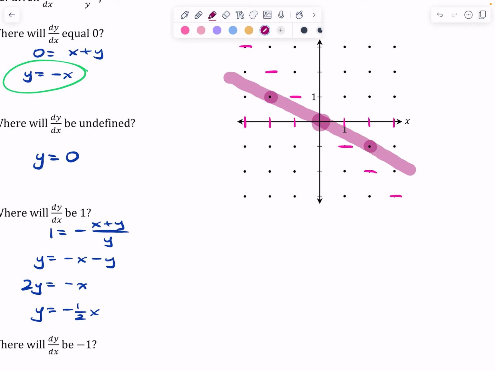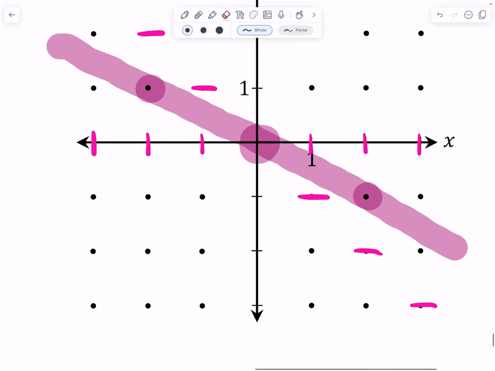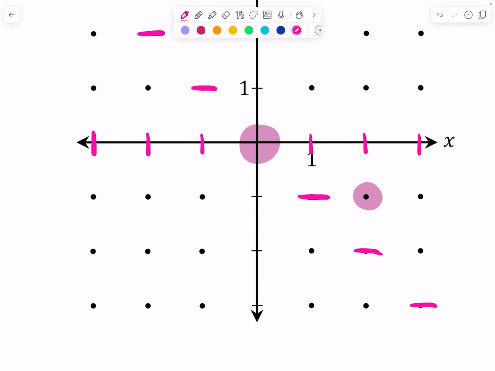And at those points, the slope will be 1. So I'm going to draw little line segments with a slope of 1 at each of those points. So a little line segment with a slope of 1. Not this middle one, because it's all sorts of wackadoodle. And this other one bottom right. That's got a slope of 1.